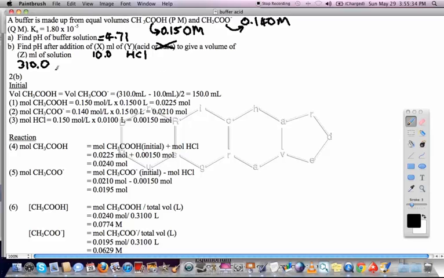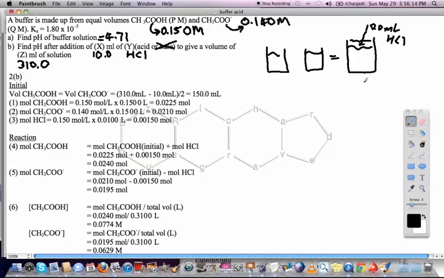So here's our total volume of solution. It's 310.0 mL. Our first step is to take that 310.0 mL and calculate what the initial volume of our buffer solutions was going to be. Now remember that the way this buffer was made up was we took equal amounts, and there's our buffer there, but to this we also added, in this case, 10.0 mL of HCl. So the total volume here was 310.0 mL.